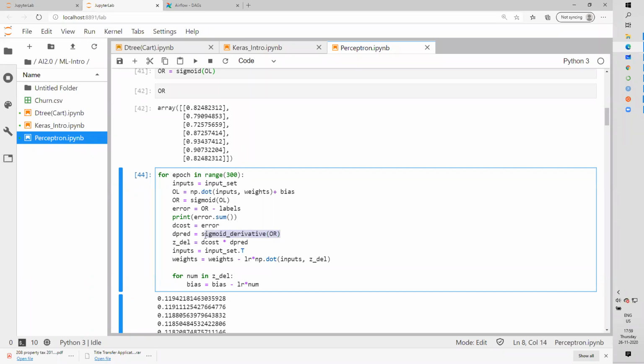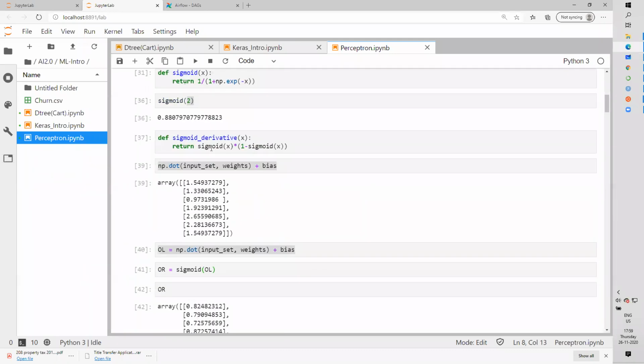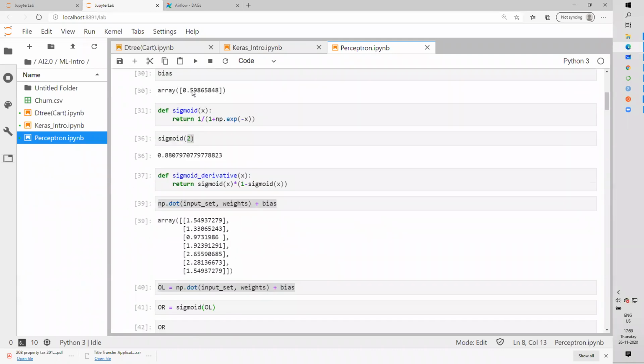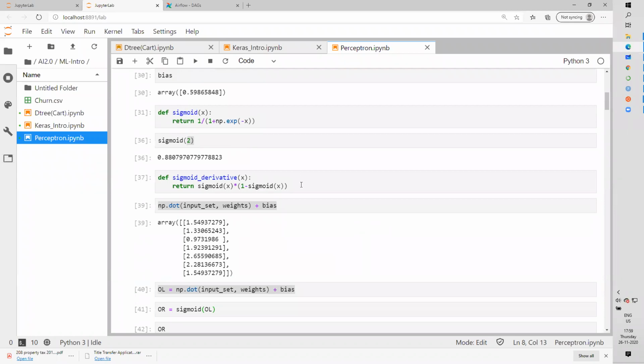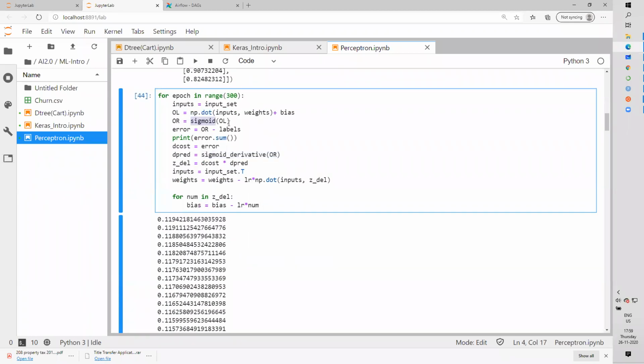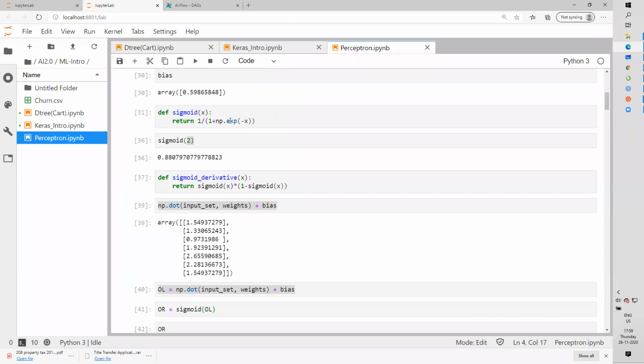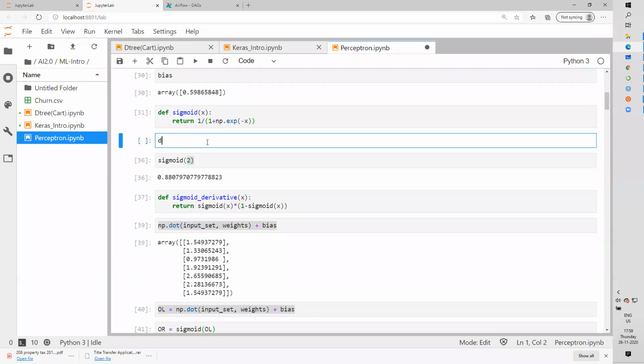So if we want to use tan h or ReLU or something else, then we need to replace this derivative also. Even for the forward propagation, we are applying the sigmoid function. So if you want to use something else, like tan h, then you should create your function like this. Let me create that function for you.